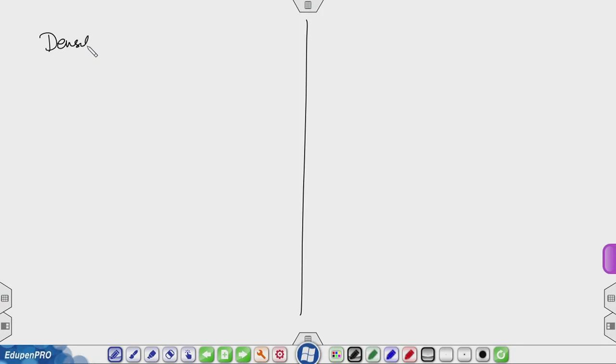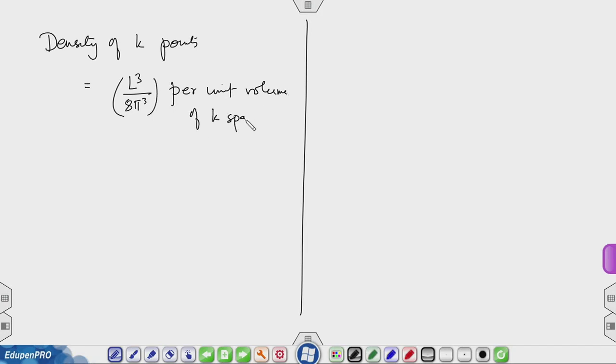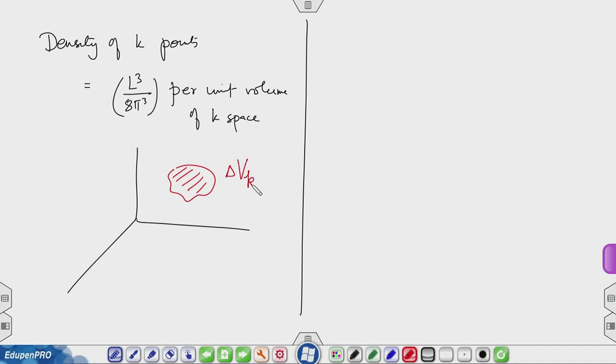So, the density of k points is equal to L cubed over 8 pi cubed per unit volume of k space. So, if I look at this k space and if I take some arbitrary volume delta V_k, then the number of states in this would be L cubed over 8 pi cubed times delta V_k, which is V over 8 pi cubed times delta V_k. Now, normalization of the wave function.